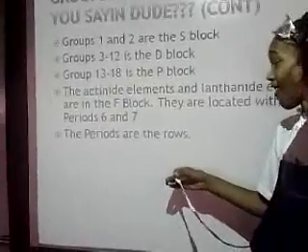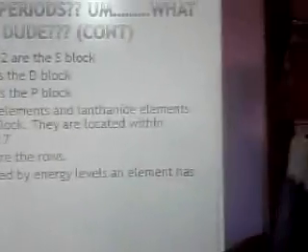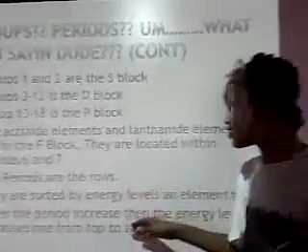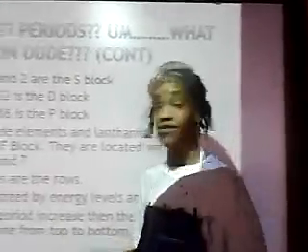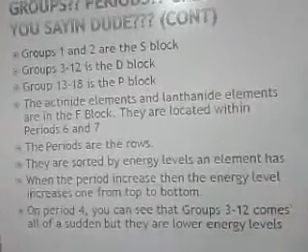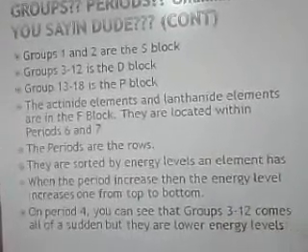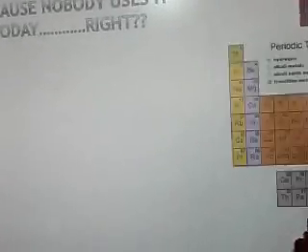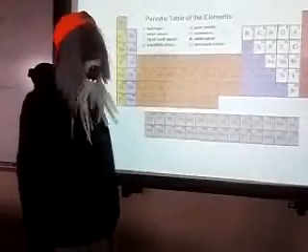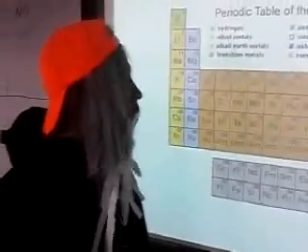The periods are the rows. And they are sorted by the energy levels in elements. And when the periods increase, then the energy level increases from top to bottom. And on period 4, you can see that groups 3 through 12 come all of a sudden, but there are lower energy levels. I never thought that they could be used for stuff. Well, yeah, some of the reasons why they are used are for monoatomic storage chemistry, and that's all I can remember right now.